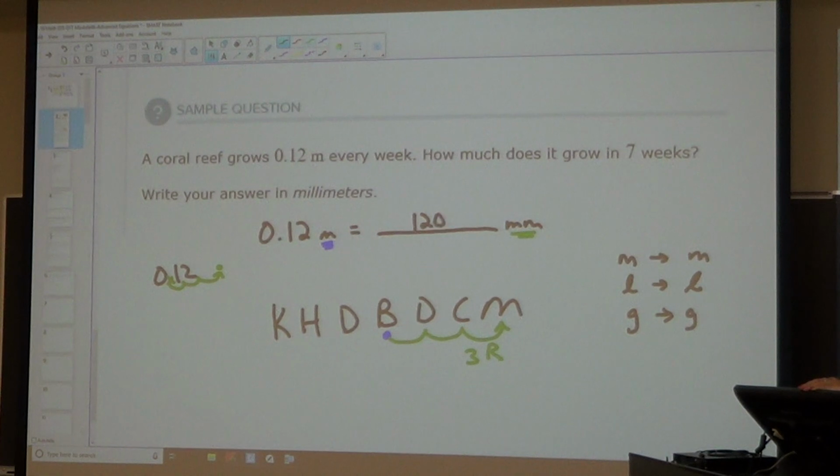120. Now, it says a coral reef grows 0.12 meters every week. How much does it grow in 7 weeks? Well, we just changed meters to millimeters, but that's how many millimeters it grows in 1 week. I need to do 7 weeks, so you have to multiply. There's my answer. So I had to turn meters into millimeters, and that was the millimeters for 1 week. I then needed to multiply it by 7 to give me my 7 weeks.